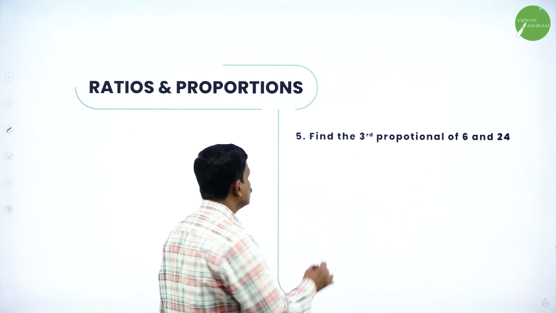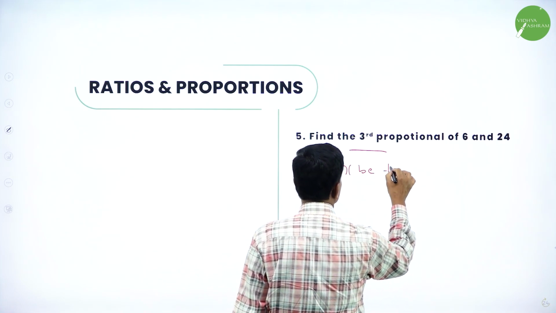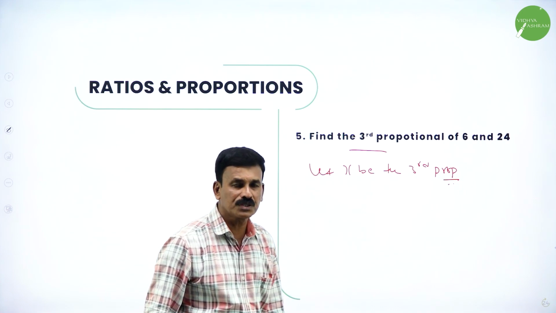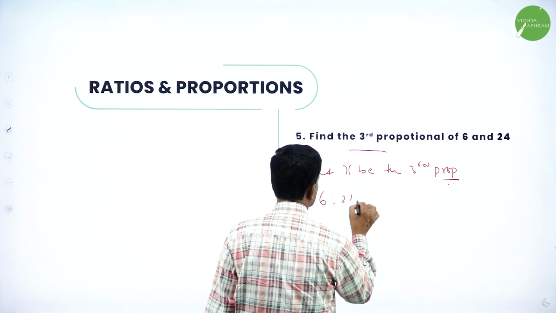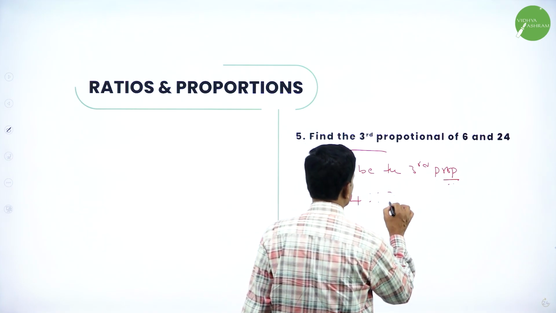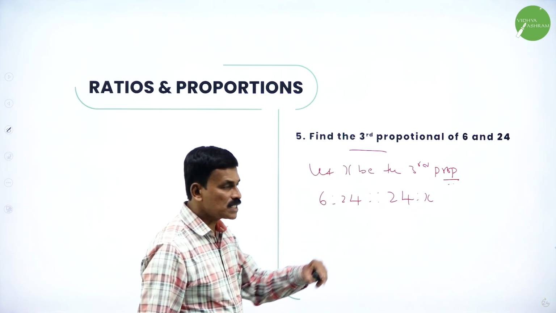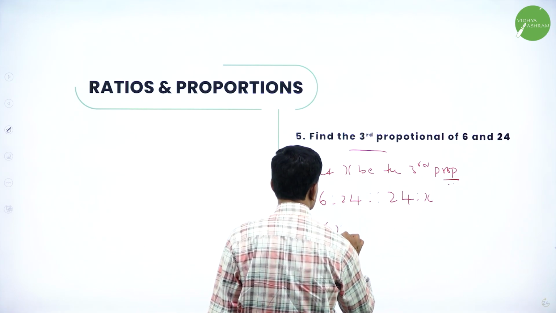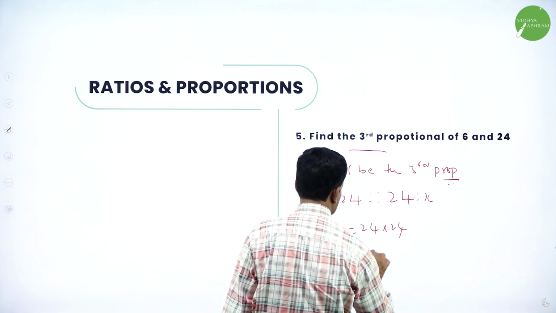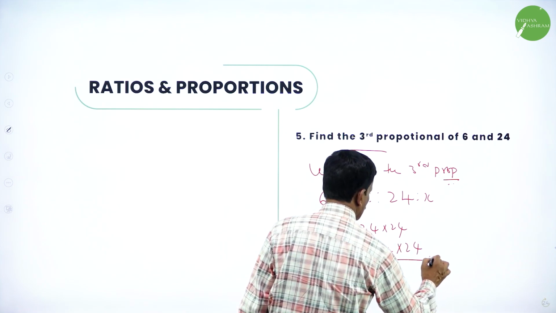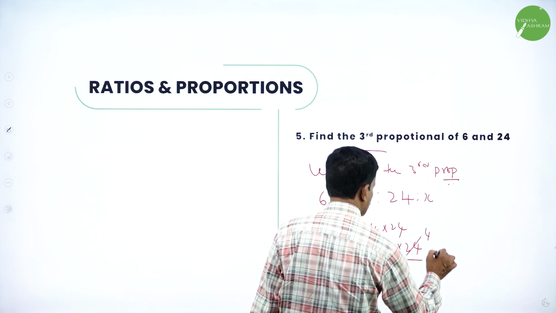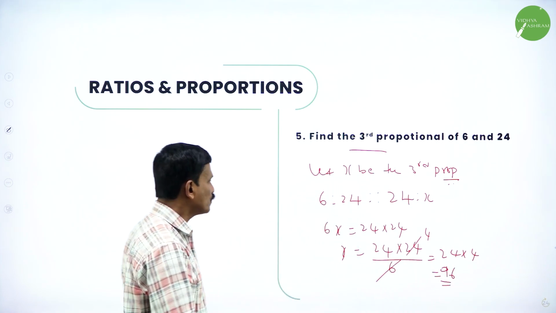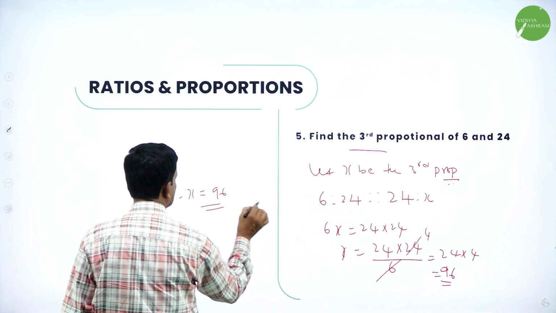Now the next problem is find the third proportional. Let x be the third proportional of 6 and 24. Then 6 is to 24 as 24 is to x. So if you simplify, what will you get? 6x is equal to 24 times 24, so x is equal to 24 times 24 divided by 6. 1 cancels. 6 fours are 24. 24 times 4 is equal to 96. That's it. So therefore the third proportional x is equal to 96.